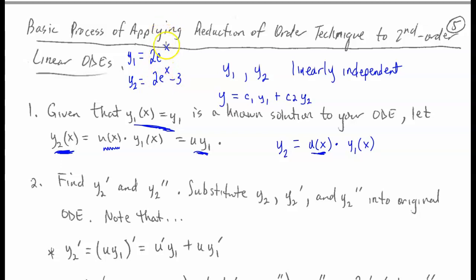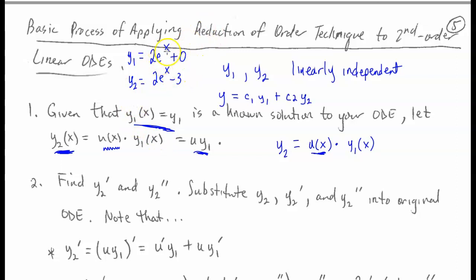If you notice, these two functions are relatively similar to one another, because I could just ask, what is the difference between these? Well, it's just going to be a constant. Another way I could look at this is if I were to divide this function by this one, I would end up getting some kind of constant multiple.